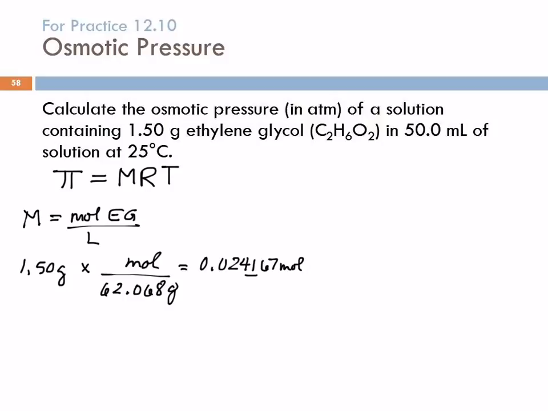And we've got 50 milliliters. So I'm going to put the moles up here. 0.024167 moles. I'm going to throw caution to the wind and convert milliliters to liters in my head. 0.0500 liters. Those 2 zeros are both significant digits. We can't just throw them away. They need to be in here.